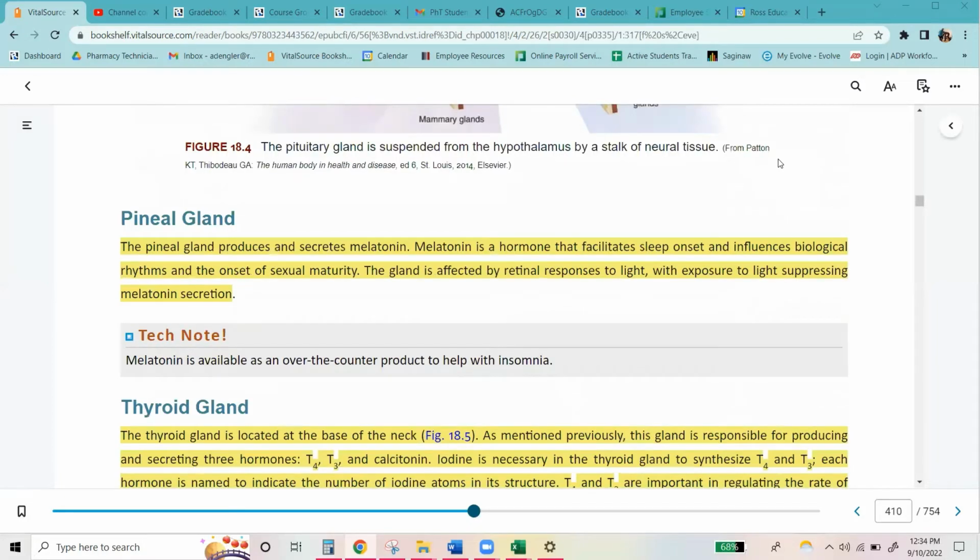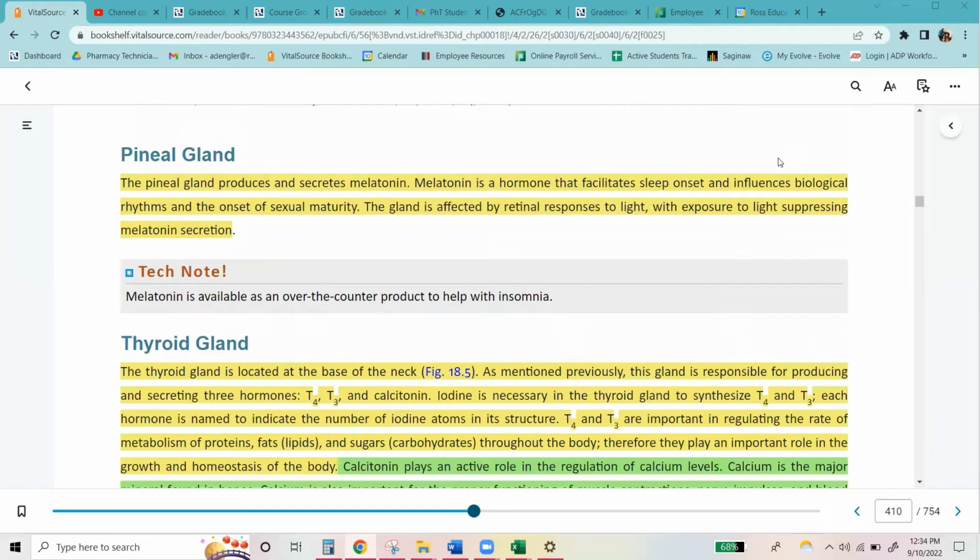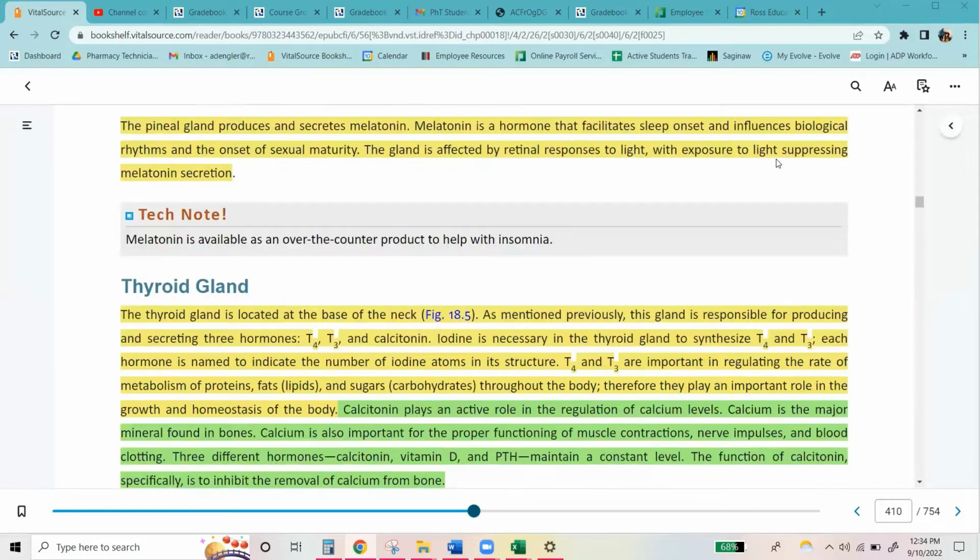The pineal gland produces and secretes melatonin, which is a hormone that facilitates sleep onset and influences biological rhythms and the onset of sexual maturity. The gland is affected by retinal responses to light, with exposure to light suppressing melatonin secretion. And melatonin is available as an OTC product to help with insomnia.